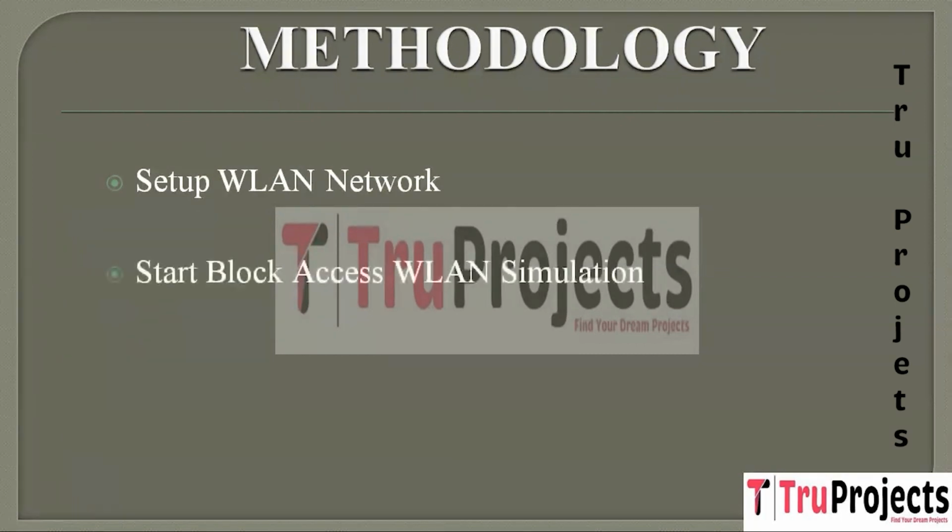The second module is Start Block Access Wireless LAN Simulation. This module initiates the simulation of the wireless blockchain network, enabling data transmission and the application of access control strategies. Light nodes begin sensing data from their surroundings. This data is typically generated randomly in a simulation scenario. Light nodes send the sensed data to the designated full node for processing and blockchain mining.